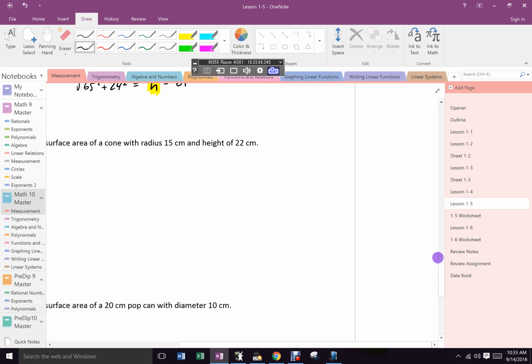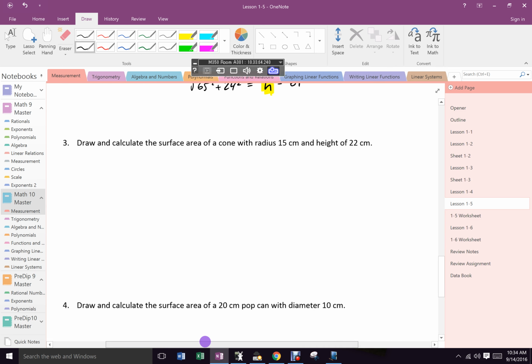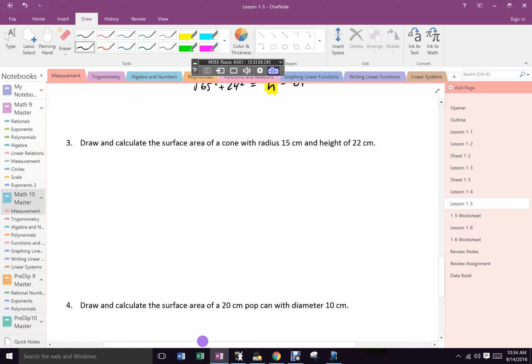And our final type of pyramid. It's a cone. Do we have a formula for the surface area of a cone? We do, don't we? What is it?